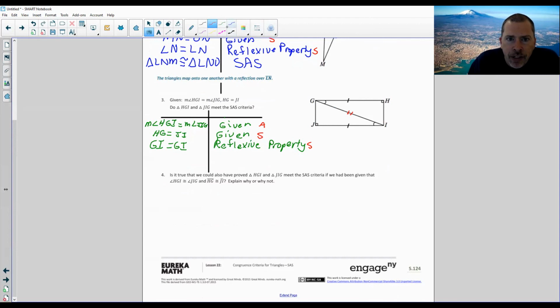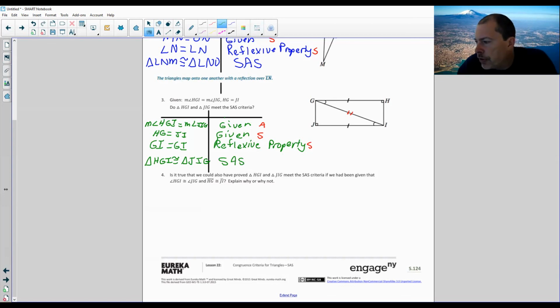Now we can say triangle HGI, and always name it in the order of the problem, HGI, is congruent to triangle JIG. Okay, and the reason, SAS. Okay, and then finally, we're going to state what is going to come next.